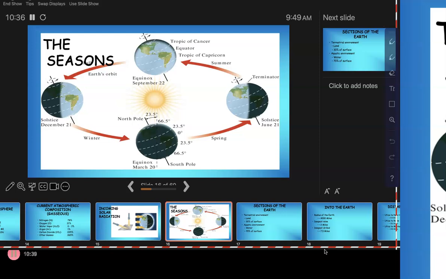I'm not one of those guys that's going to say, when is the fall equinox? September 21st, September 22nd, September 23rd. No.